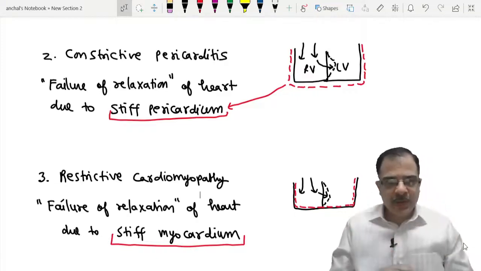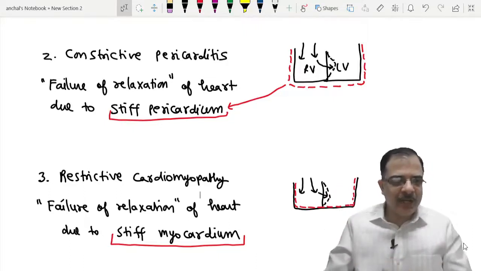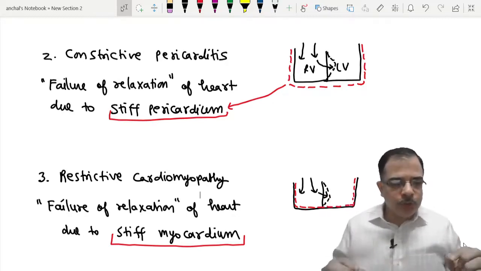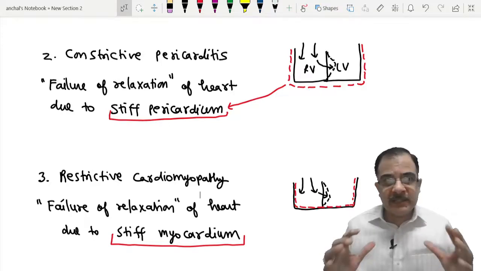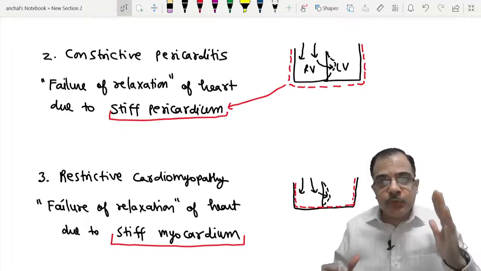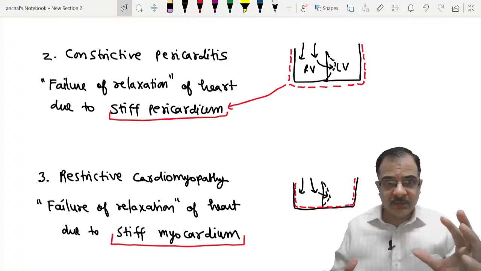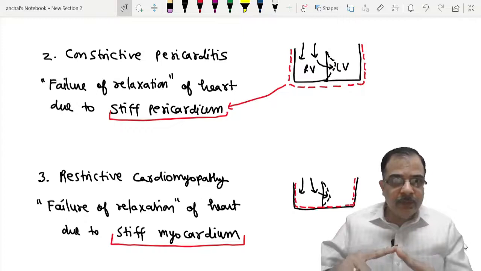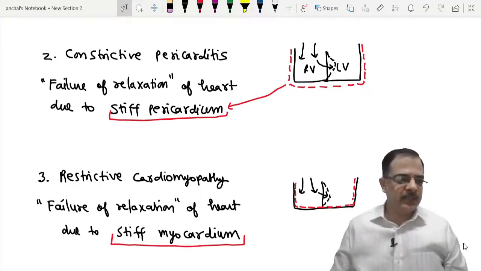But restrictive cardiomyopathy is a rare cause, out of the three conditions of the heart, as a cause of pulsus paradoxus. Why is it a rare cause? Because for restrictive cardiomyopathy to cause pulsus paradoxus, the septum should be flexible. The septum should not be stiff. If the septum is stiff, it will not move. So the septum should be free from stiffness in restrictive cardiomyopathy to cause pulsus paradoxus.